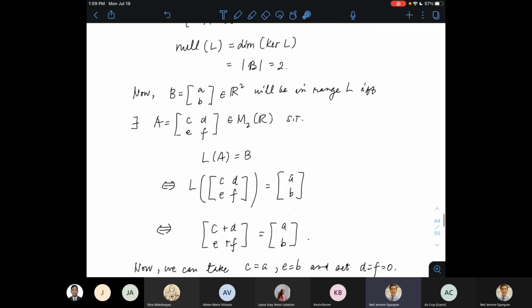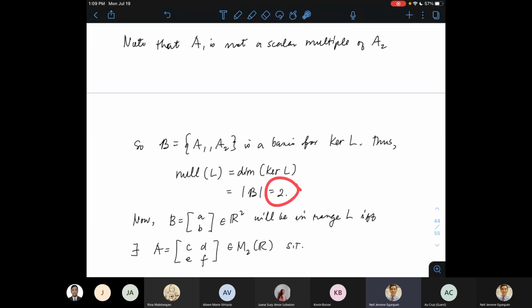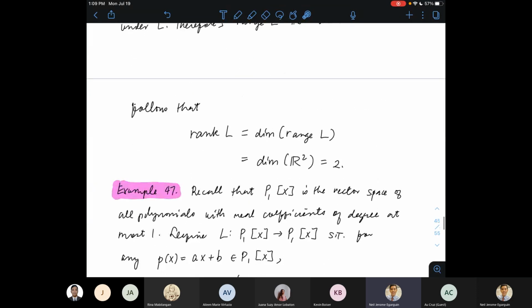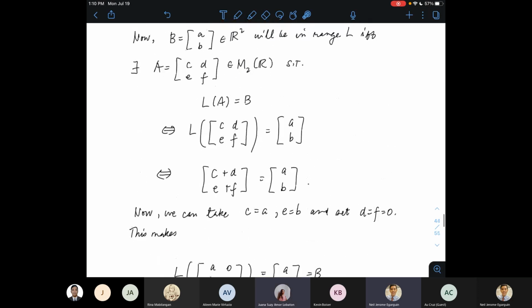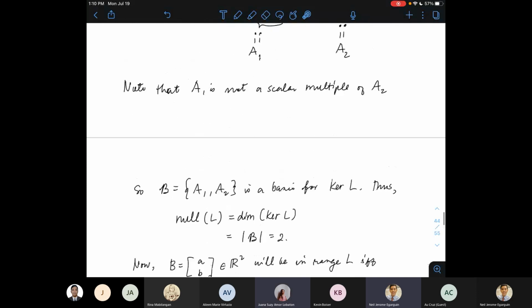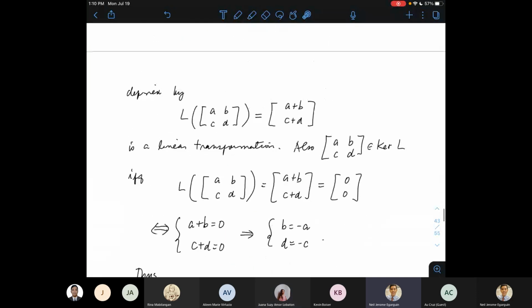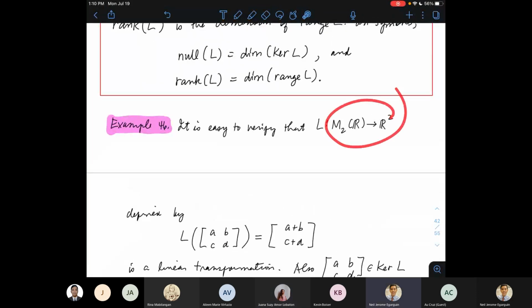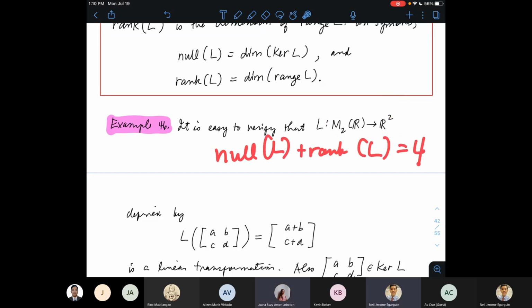Now let's take a look again at the nullity. The nullity is 2. The rank is 2. If we add them together, nullity plus rank is 2 plus 2, so we get 4. And if we go back to how L is defined, okay? So ang nullity plus rank ay equal kay 4.